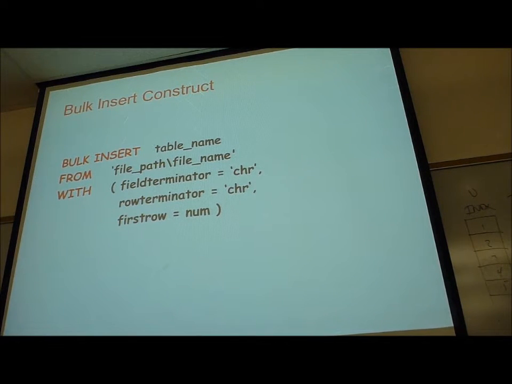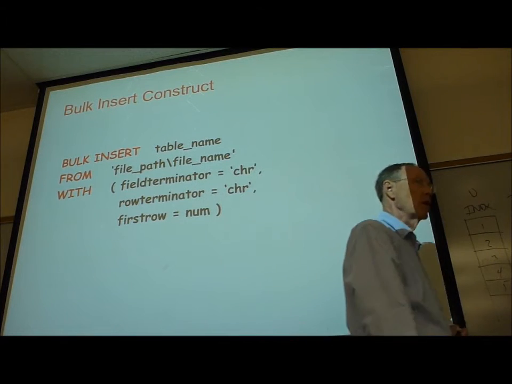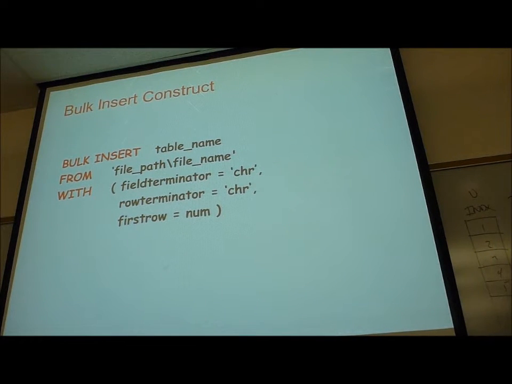Okay? And then this simply says that the first row in there is going to be numbers. That's the default. I don't have to put that in. I think there's another term if it's got the headers up there so that it knows not to read that first row.